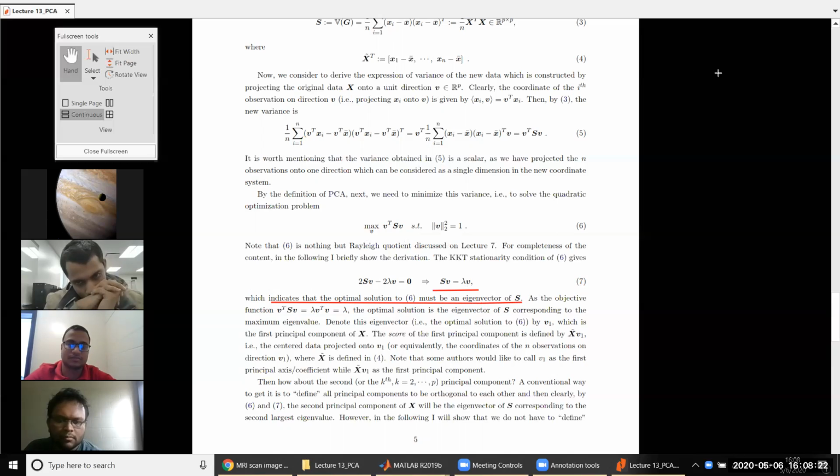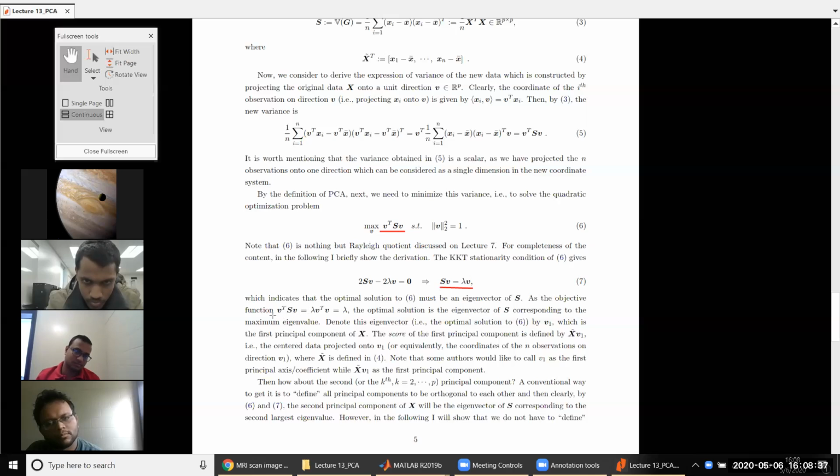Then the question is which one? Which eigenvector would you choose? Because you have p eigenvectors, right? So let's see what the objective function looks like. The objective function is v^T S v, and we know S v equals lambda v, right? So actually I have the objective function equal to lambda v^T v. v^T v is what? The norm is 1, so v^T v equals 1. So the objective function equals lambda. So to maximize it, which eigenvalue would you choose? Of course, the maximum eigenvalue, right? And hence v_1, which is also the first principal component, where it is?